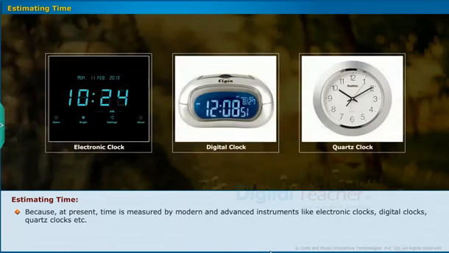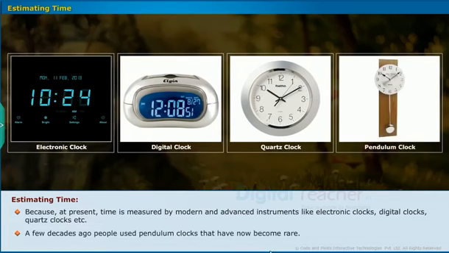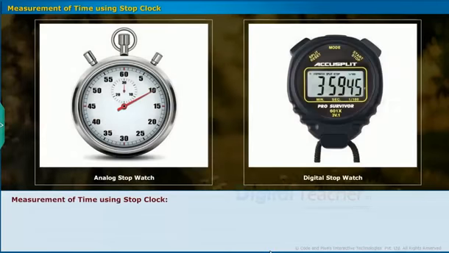At present, time is measured by modern and advanced instruments like electronic clocks, digital clocks, quartz clocks, etc. A few decades ago, people used pendulum clocks that have now become rare. Here, we are going to study about the measurement of time using stop clock.